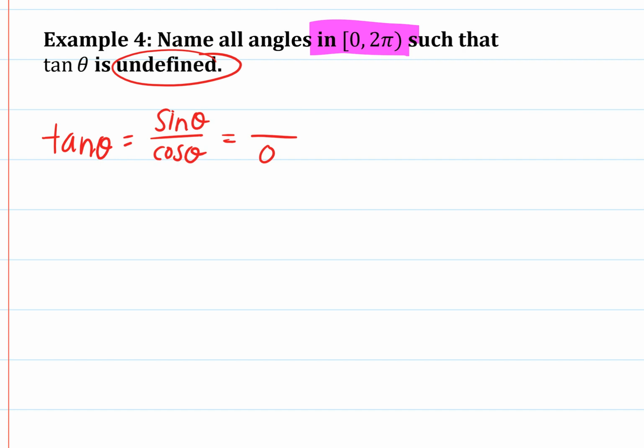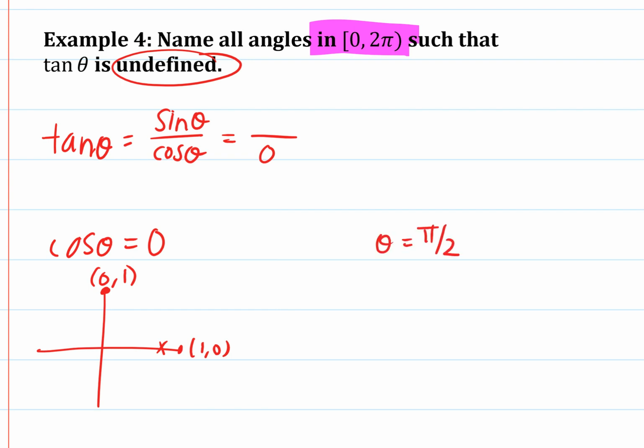This question is asking the same thing as saying, for which angles theta is the cosine of theta equal to 0? Well, cosine would be an x value. So we want the x value to be 0. It can't be here. This is 1, 0, so that didn't work. Oh, but this angle would work. This is the angle with coordinate pair 0, 1. Its x value is 0. So theta could be pi over 2 or 3 pi over 2. Because both have the x value 0, so both have cosine 0. So sine divided by 0 would be undefined.